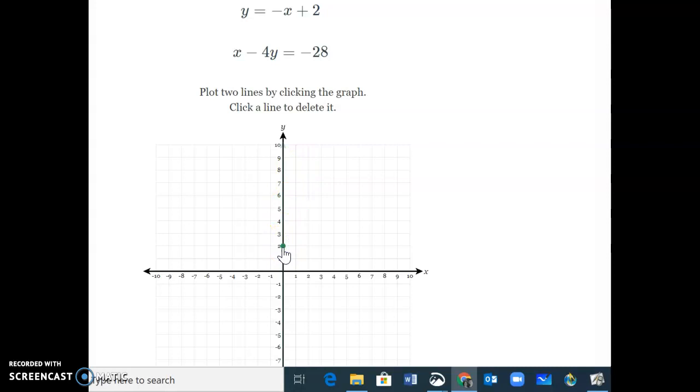And now I'm going to count the slope. Remember we said there's that understood 1/1 in front of the x, and it's negative. So I'm going to go down 1 and right 1 and click again. And then you can see Delta Math is going to draw that line in there for me.